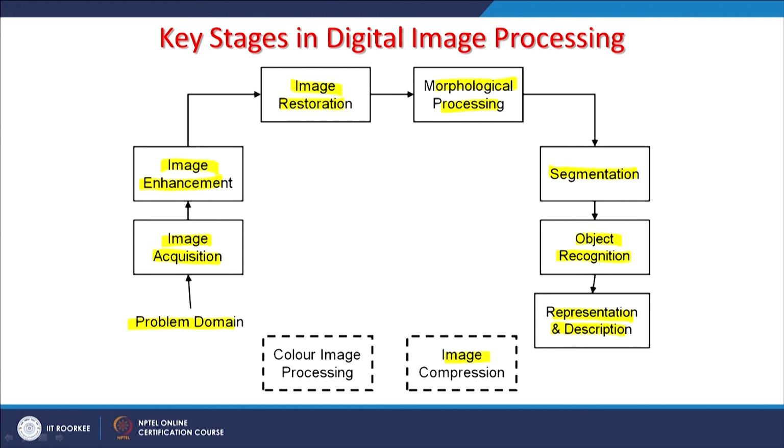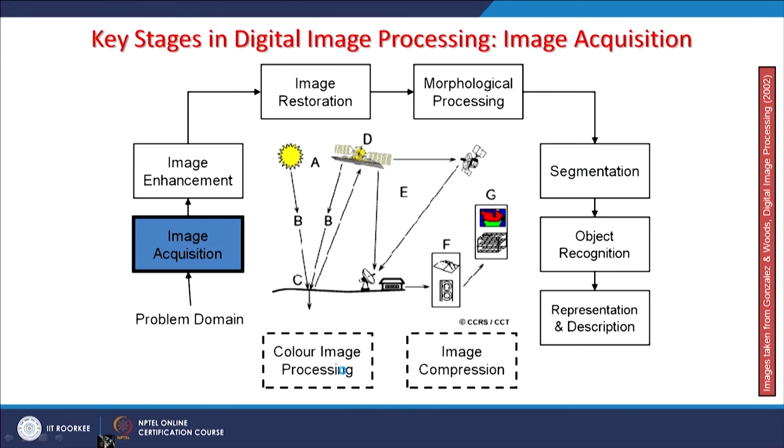Also in between, sometimes image compression is required, to reduce the size of the image and improve on the redundancy of the data. And also we go for color image processing for multispectral images. So this kind of thing is done. Of course, we will go one by one.